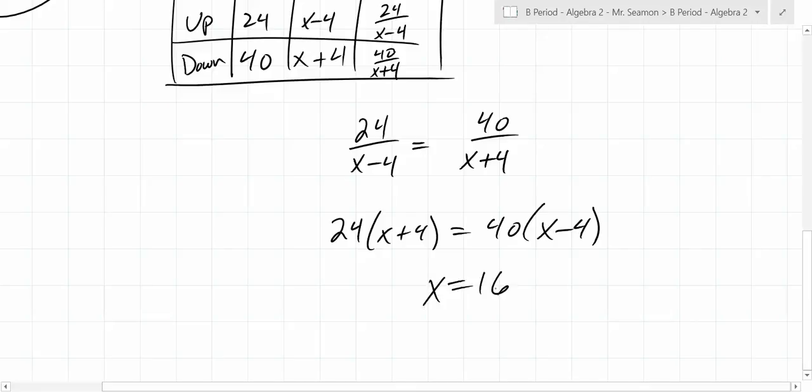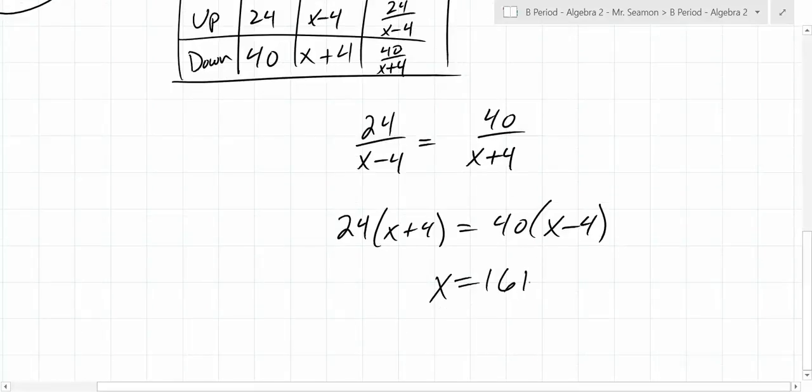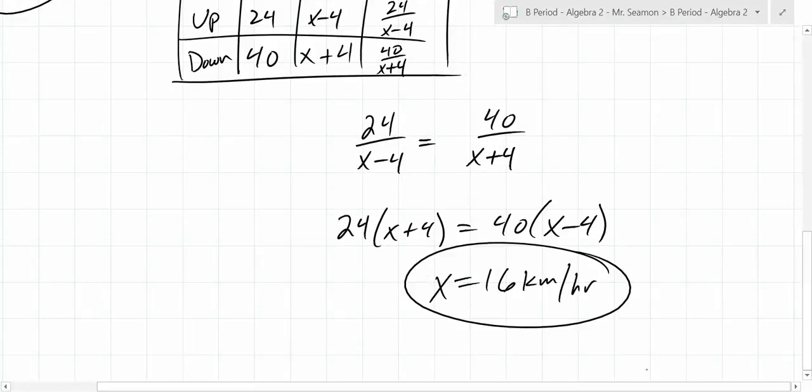Who got x equals 16? Raise your hand. What are the units on this? I think it's kilometers per hour. Yep. Is that a realistic boat speed? Yeah, it's realistic boat speed. What are you doing with this one?